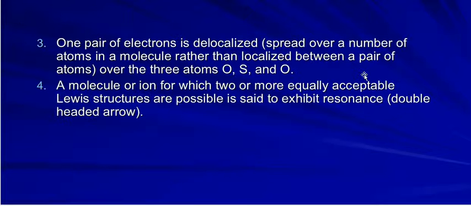What's happening is one pair of electrons is delocalized over the 3 atoms, and it's said to exhibit resonance. Resonance is where I can obtain equivalent structures simply by moving a double bond. What's happening in this compound is that double bond, those pi electrons, are continuously flipping between the different oxygen atoms.